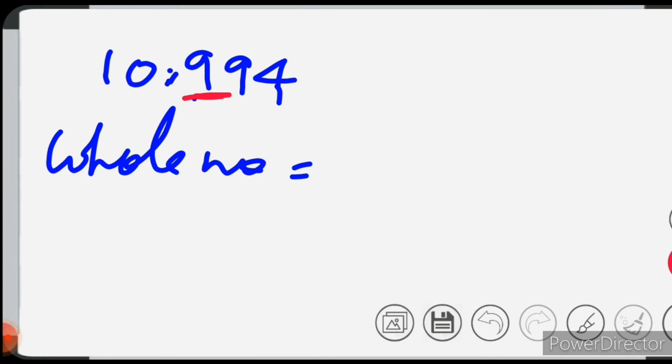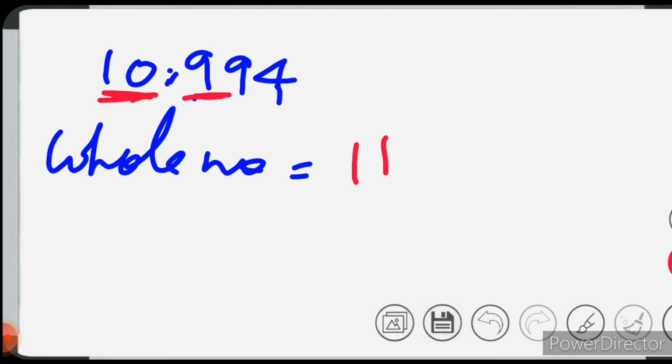After the decimal point, what is it? It is 9. If a number is equal to 5 or greater than 5, then we shift it to the next number. We are not going to shift this 9 to the next number, we are going to shift this part. Now after 10 what will come? The answer is 11. So the whole number is 11.